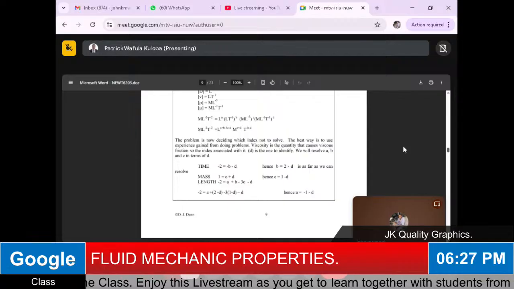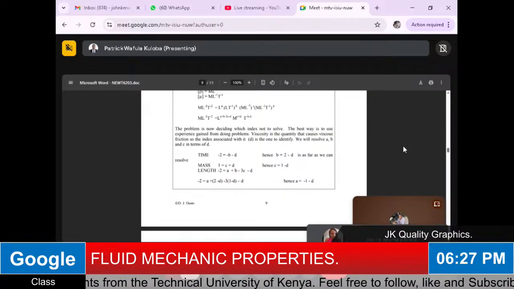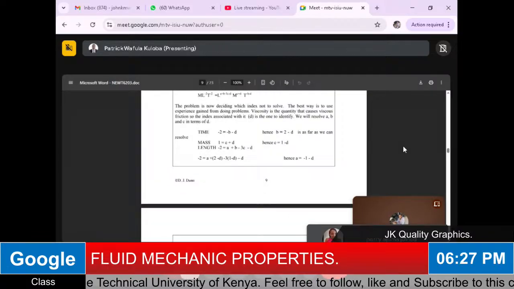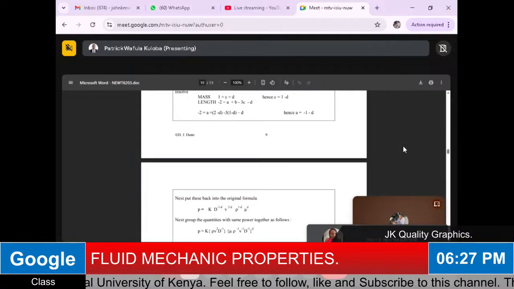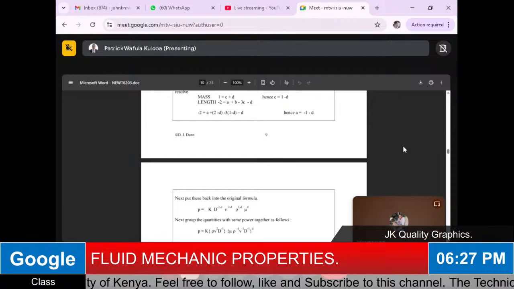Then after getting the values of A, B, and C in terms of D, go back and substitute in the original equation. And the original equation was, there you are, P is equal to K. In this case, instead of C, he's using K.